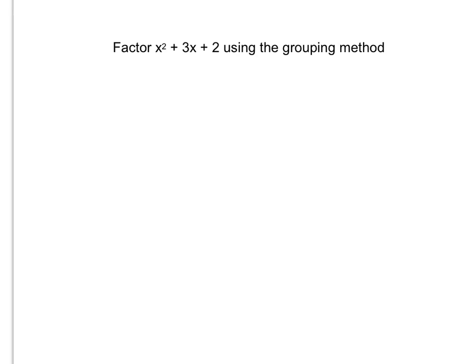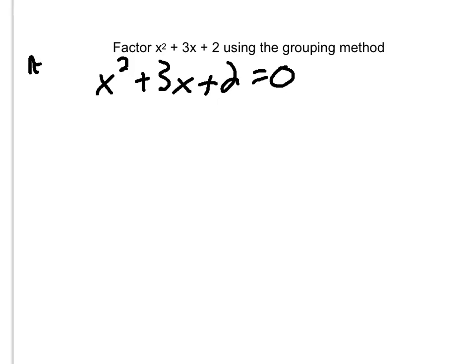Step 1 said to write the quadratic in standard form, which it already is, but we'll go ahead and set it equal to 0, just so that we remember that that's what standard form really means. The very first thing that we need to make sure we know is what's A, and what's B, and what's C. A is 1, B is 3, and C is 2. Step 2 says to multiply A times C. I've got 1 times 2, so my A times my C is 2.